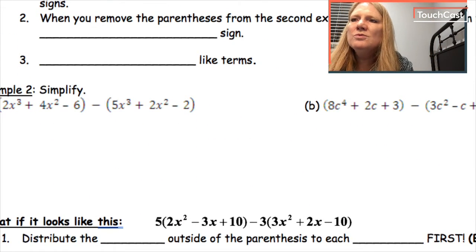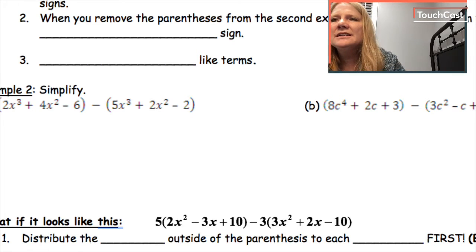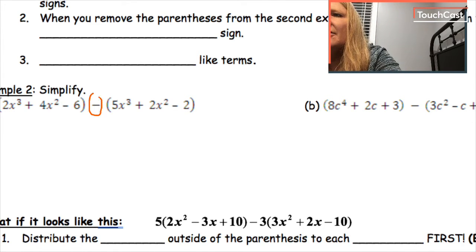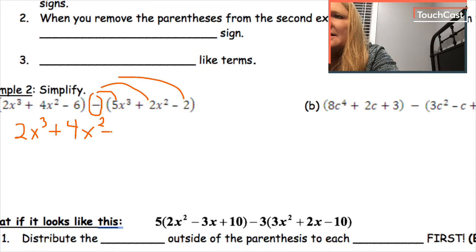So the first one, we have 2x to the third power plus 4x squared minus 6. And then you'll see we have this negative here. And so this negative has to be distributed throughout this parenthesis. So the first parenthesis, there's one right there at the beginning, sorry that you can't see, but this is 2x to the third power plus 4x squared minus 6.